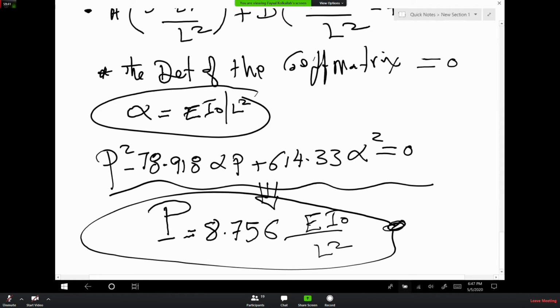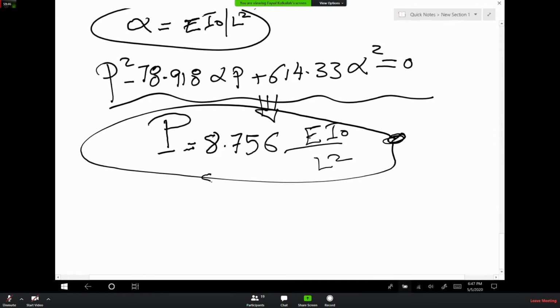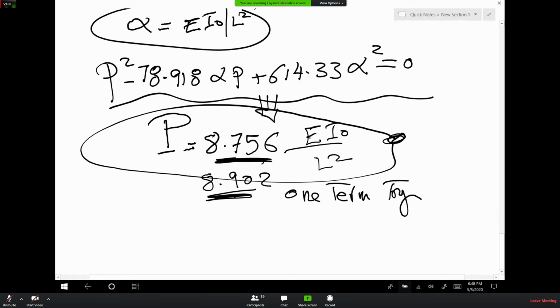And this answer, you remember the other one was what? 8.902. This is more accurate because this was one term trig, and this was two terms. Right. Any questions?